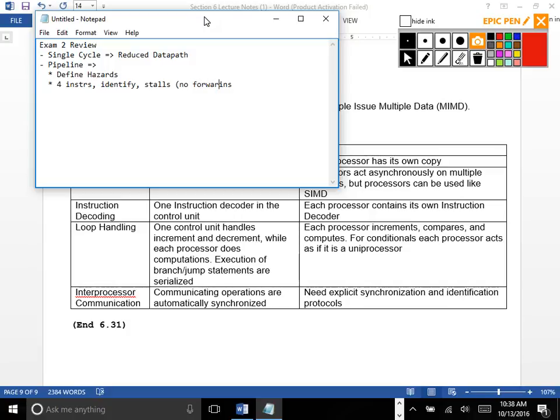And then what happens with forwarding, right? So define hazard and describe the 3 types, right? So you've got single cycle and pipelining. What else could I ask you about? C to MIPS. Yep. C to MIPS. It can give you a loop.